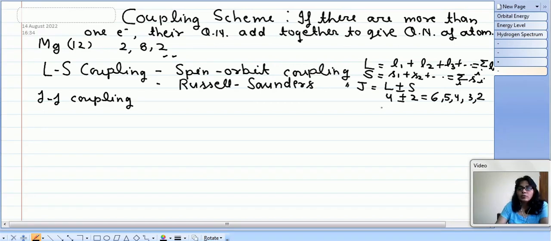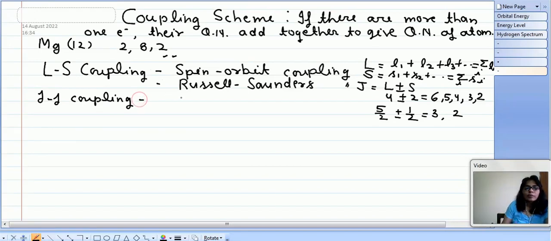You should keep this in mind, and it is not only for integers but for fractions also. Let us say L is equal to 5 by 2 and S is equal to half. In such a case, J is equal to L plus minus S, so first we write 5 by 2 plus half, which is 3, and then 5 by 2 minus half, which is 2. Here there are no other values in between, because 3 minus 1 is 2. Using this process we can calculate the value of J. And now come to the JJ coupling.